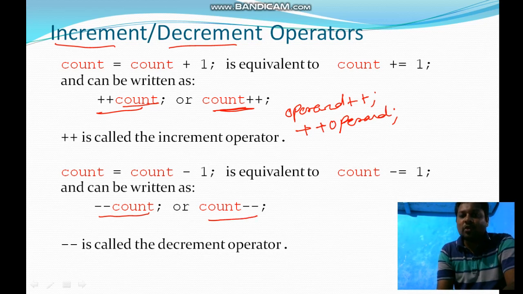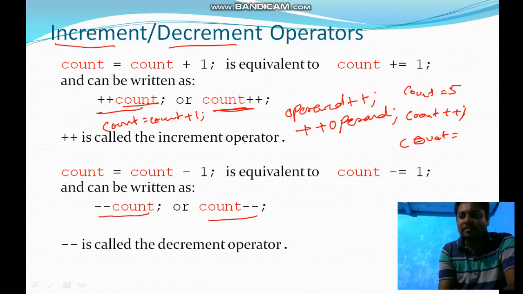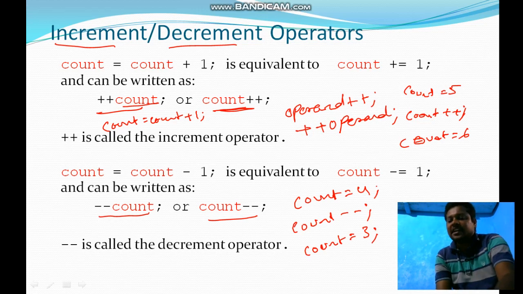So what is the meaning of this? Plus plus count means count is equal to count plus 1, it will increment the value by one. For example, if count is equal to 5 and you use count plus plus, count will turn into 6. Similarly, if count is equal to 4 and you use count minus minus, the count value will be 3. One value will be decremented.